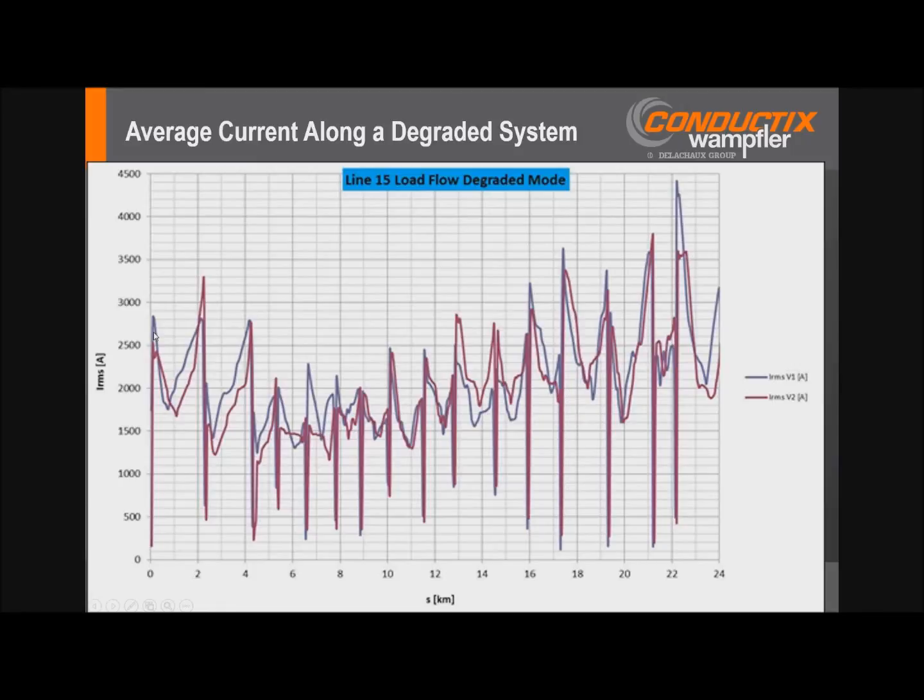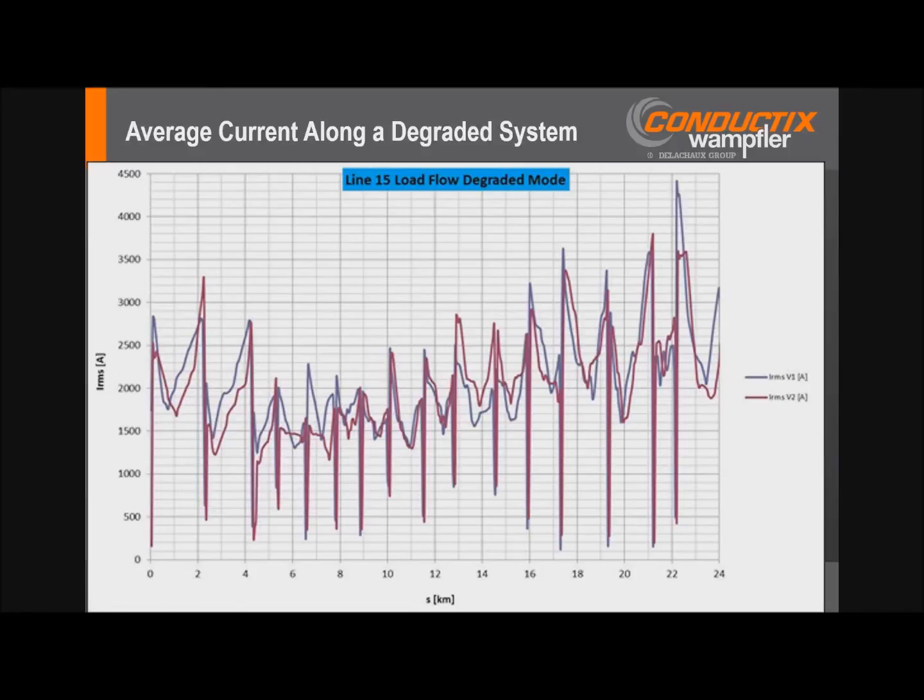In this case, we've lost the first substation, and this doesn't represent a realistic continuous condition, but it shows you what could be expected in terms of current demand if the substations on either side go down. So here, of course, your RMS current levels go up considerably.